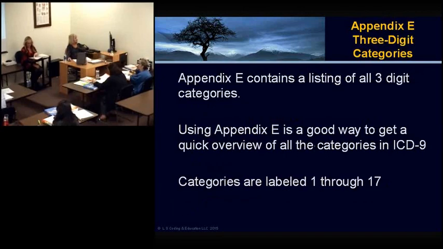Okay, Appendix E contains a list of all 3-digit category codes. It's not something you really need to use. The categories are labeled 1 through 17 for the chapters. But anybody who's building a computer database with the codes, they would use this to come up with all the main categories and know that they have to list all the other codes under it.